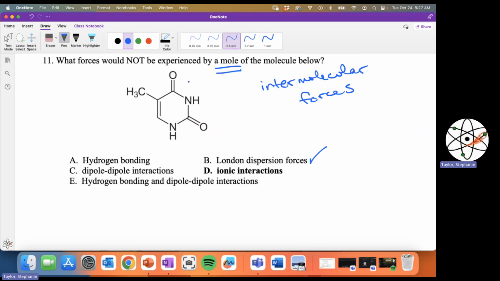I've got lovely, beautiful oxygens with lone pairs. They are there, even though they're not drawn in there. They are assumed to be there. So I'm absolutely going to have dipole-dipole interactions. That'll be there.